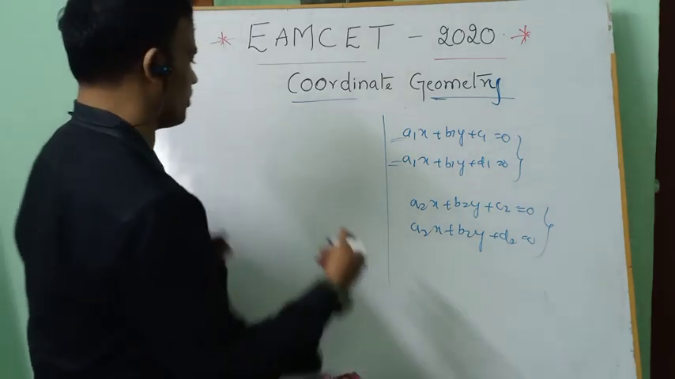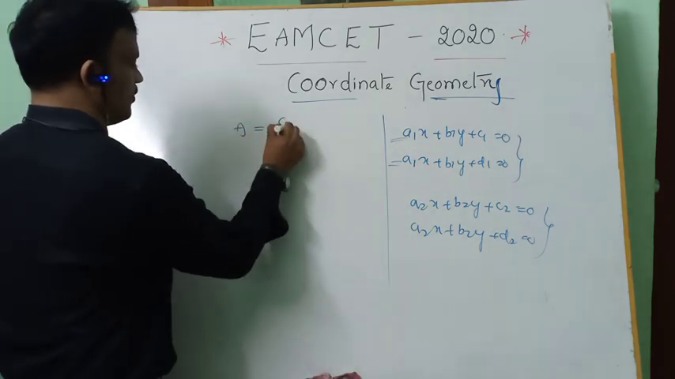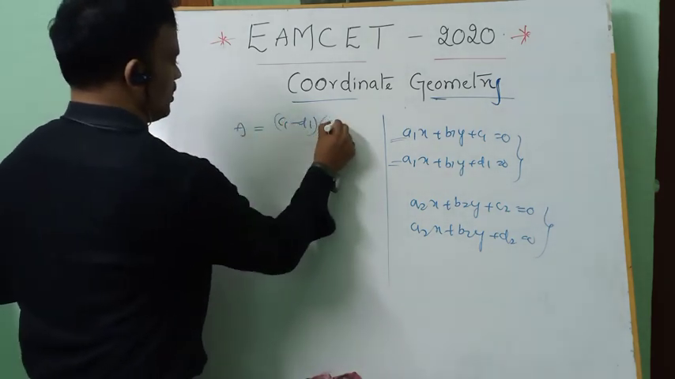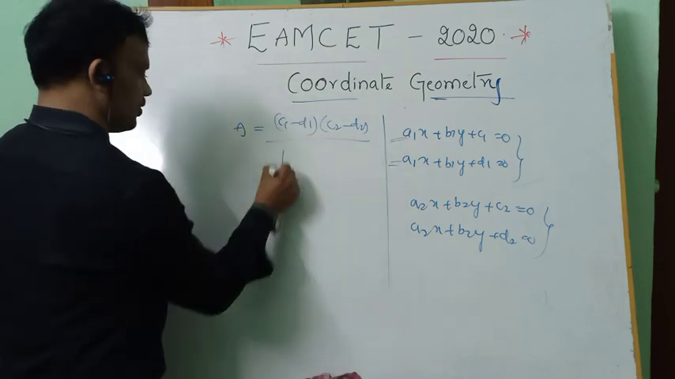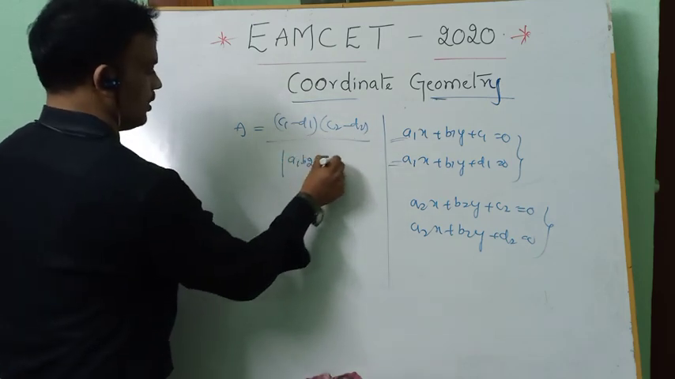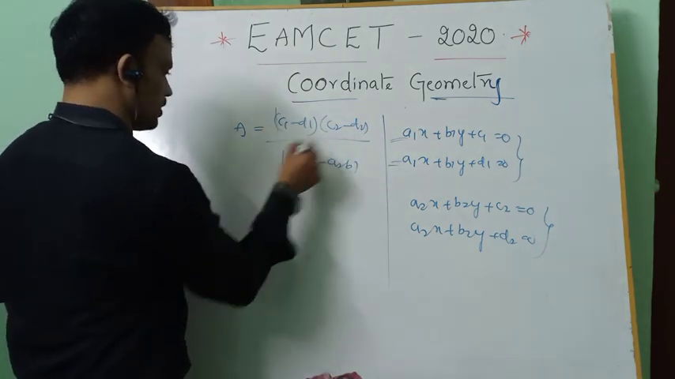I think you know the formula. Area A equals (c1 minus d1) into (c2 minus d2) by the modulus of (a1 b2 minus a2 b1). So the total is in modulus.